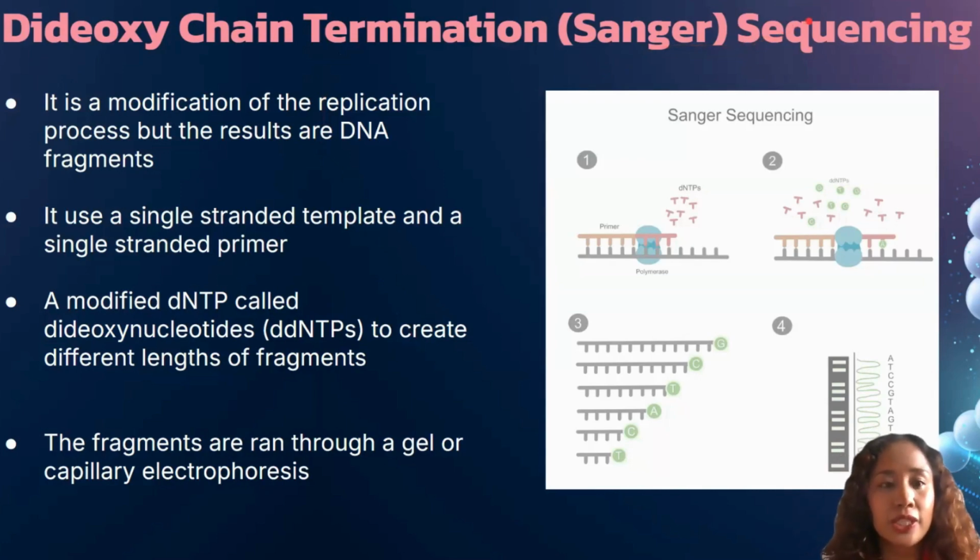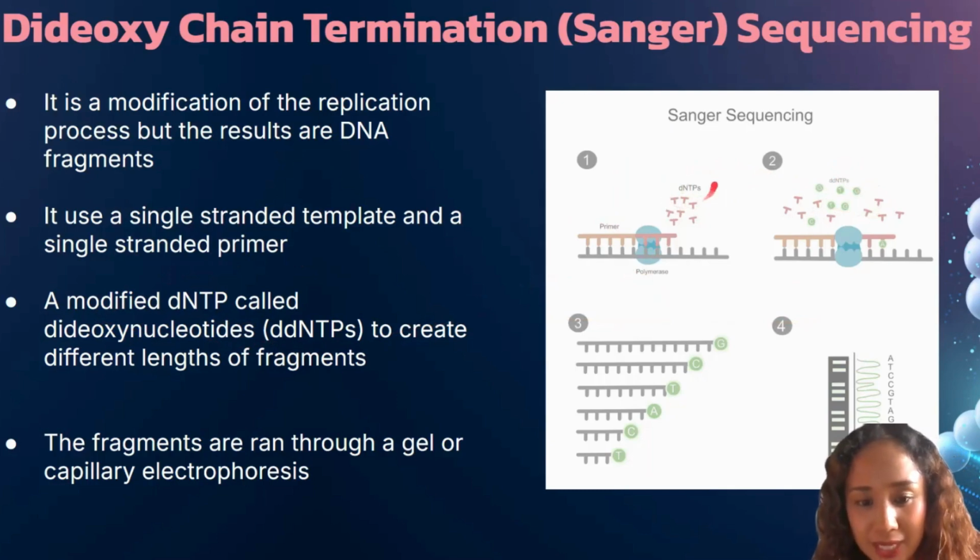The other term for Sanger sequencing is dideoxy chain termination. It's a modification of the replication process, but the results are DNA fragments. So it's similar to Maxam-Gilbert in terms of the creation of fragments. It uses a single-stranded template and a single-stranded primer, and a modified dNTP called ddNTPs.